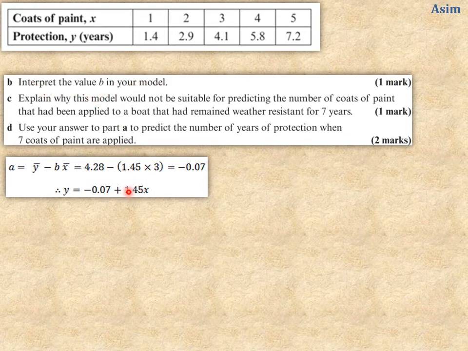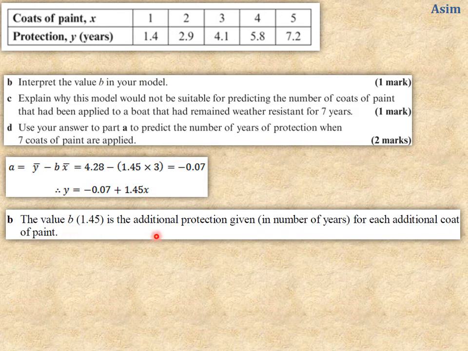Again, b is the gradient, correct? What is the meaning of gradient? Gradient is, for every value of x, the increase in y. So the same thing you have to interpret in terms of x and y. So for every coating that you put, how many years of protection do you get? So you get 1.45 years of protection for every coating. Let us check. This is additional protection given in number of years for each additional coating you do for your paint. I hope you understood how to describe the gradient.